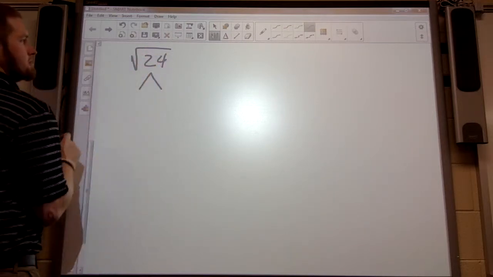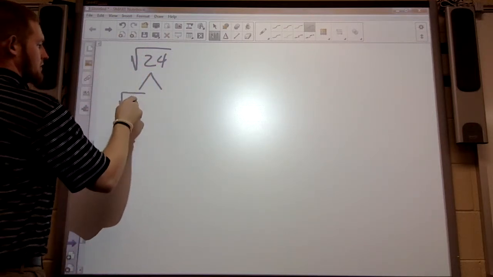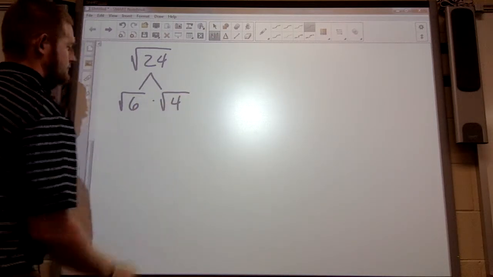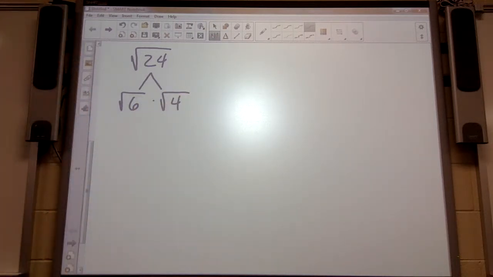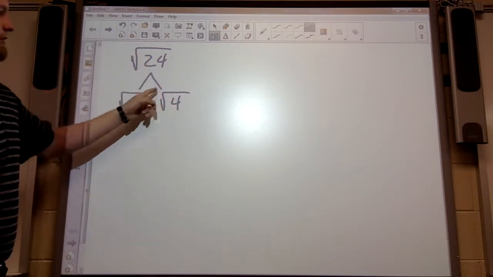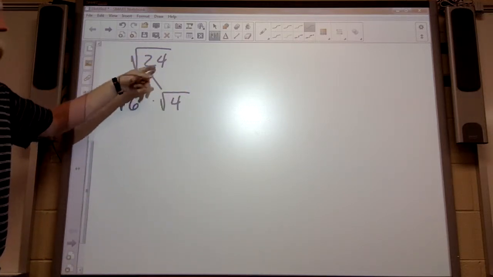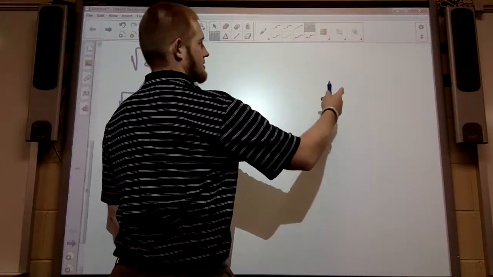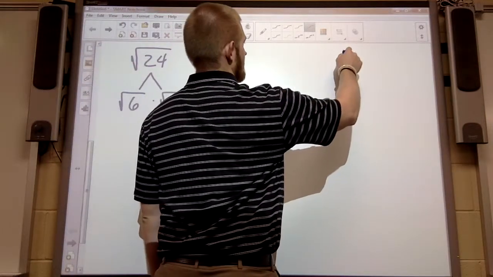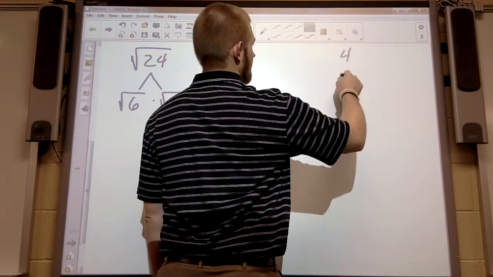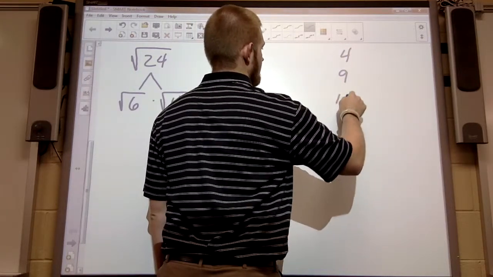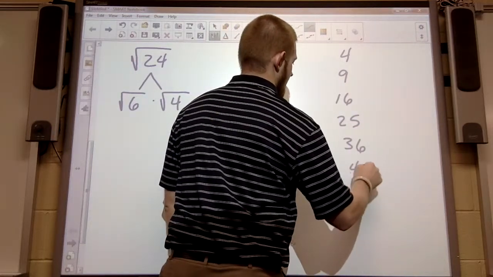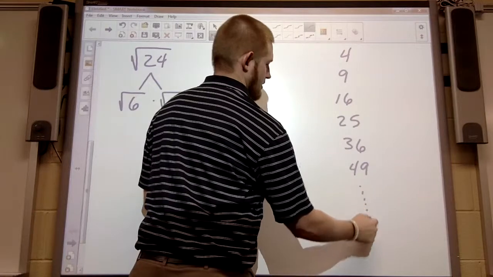Now, my square root does not go away, so I still have the square root of 6 times the square root of 4. Notice I took out a perfect square. When I divide this down, I always want to divide into a perfect square. Keep in mind, and maybe write this at the top of your page, your perfect squares. Your most common one is 4, then 9, 16, 25, 36, 49, 81, etc.